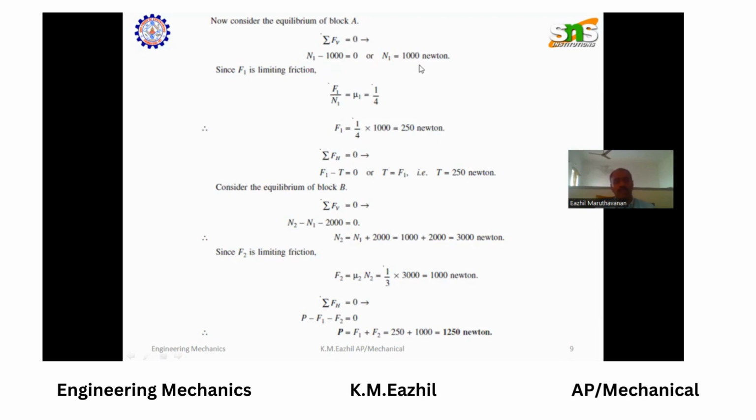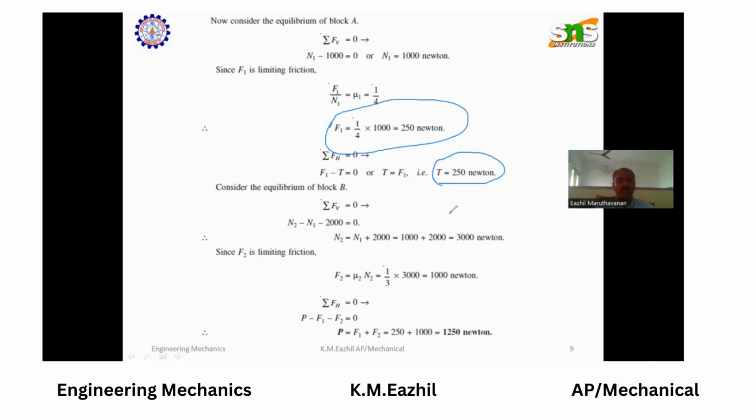We know that Fm is equal to mu into Nr. This is the equation for impending motion. Mu is nothing but the coefficient of friction, and we have identified the Nr value for this problem. So, by substituting the known values, we get F1 as 250 Newton. The equation for sigma Fx, the horizontal component: F1 minus T is equal to 0. Therefore, T is equal to F1. The tension is also 250 Newton. We get the values over here.